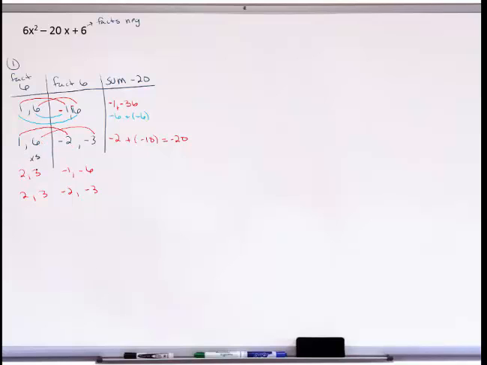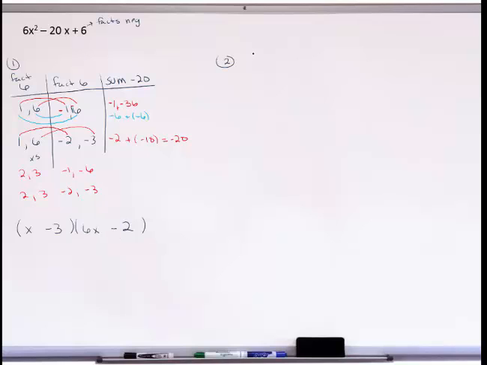These are my x's. So I have 1x and 6x. 1 goes with negative 2, so that makes the negative 2 over here. 6 goes with negative 3, so that's there. So I have x minus 3 times 6x minus 2.